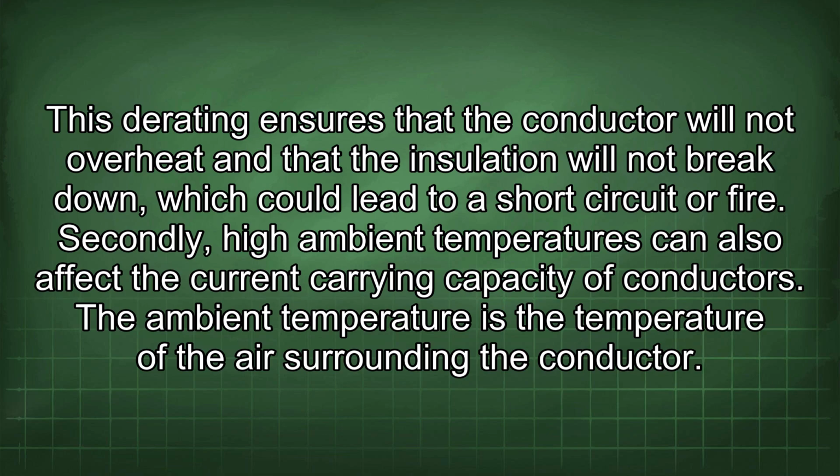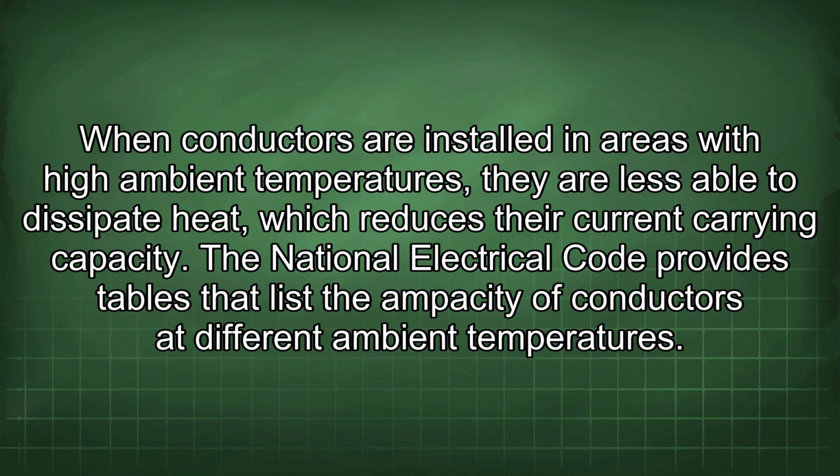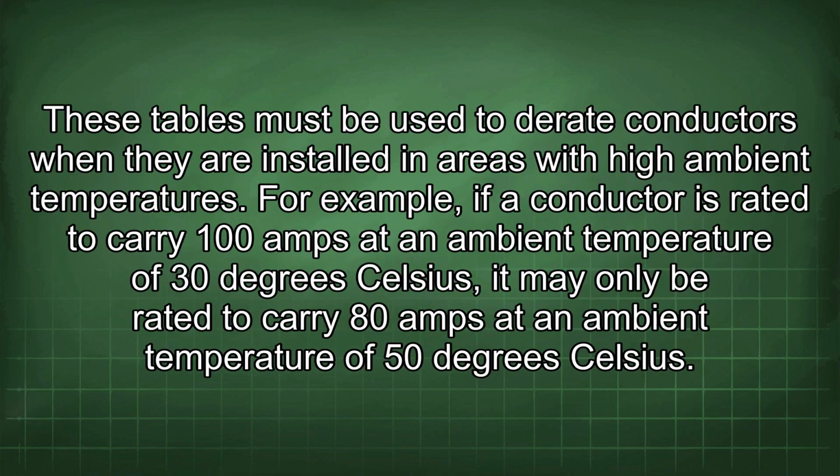Secondly, high ambient temperatures can also affect the current carrying capacity of conductors. The ambient temperature is the temperature of the air surrounding the conductor. When conductors are installed in areas with high ambient temperatures, they are less able to dissipate heat, which reduces their current carrying capacity. The National Electrical Code provides tables that list the ampacity of conductors at different ambient temperatures. These tables must be used to derate conductors when they are installed in areas with high ambient temperatures.